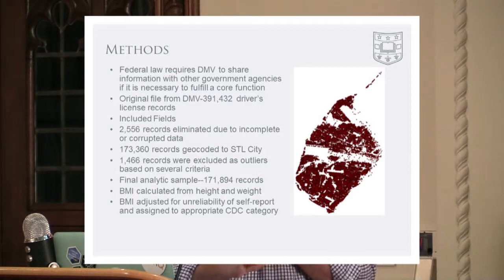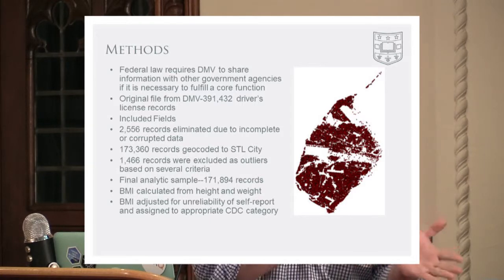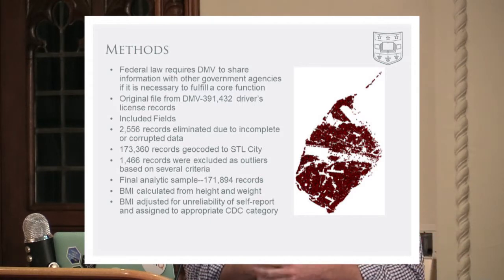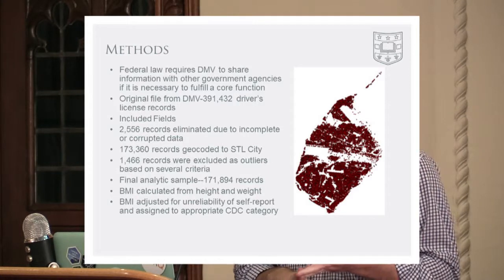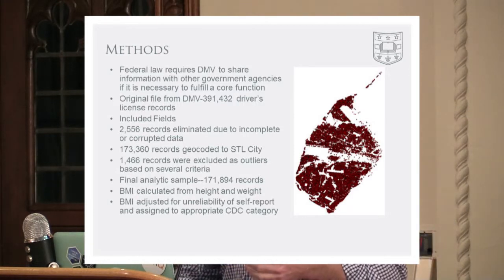I worked with a GIS person at the St. Louis City Health Department, so we worked together. He geocoded those addresses. We eliminated records that didn't have heights and weights that made any sense. Ended up with 171 records. I should add that a lot of the records were either in the city or the county, and so we had to eliminate ones that were split by a particular zip code. And then ultimately we calculated BMI from the heights and weights.